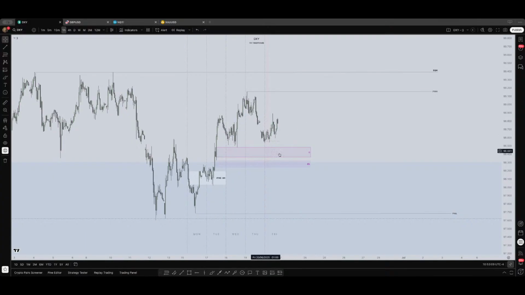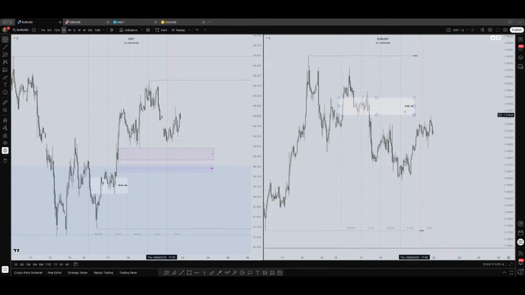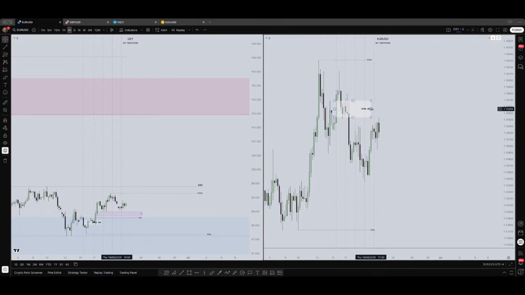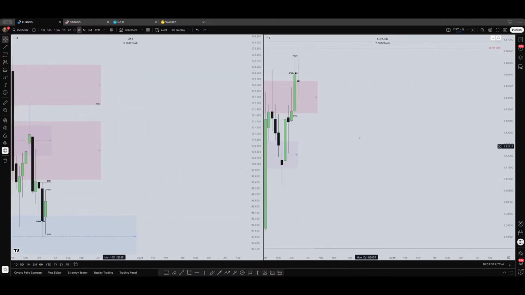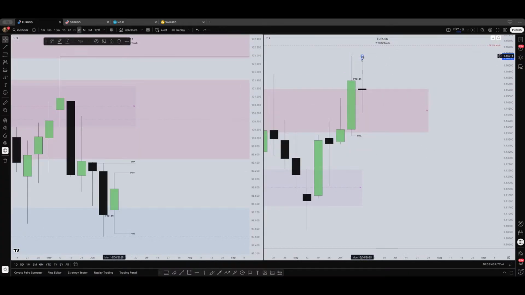Okay, so if you have any questions, or do you want me to check any asset or instrument? So here the same. I will put the previous week high, previous week low, sorry, in Euro USD.